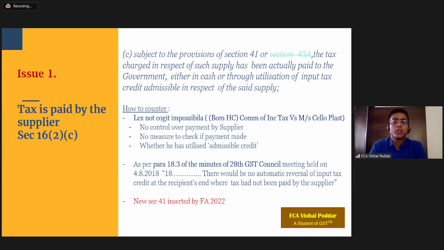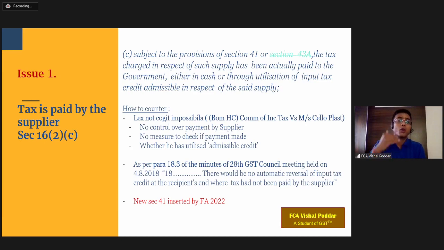However, this particular scenario will change because of the amendment brought in by the current Finance Act, which has also been passed. Let me inform you, as per this new section 41, if the supplier has not paid tax, you will be required to reverse the ITC with interest, and later on, whenever he pays tax, you can avail the ITC. But even though this Finance Act has been passed, the application of this new section 41, or rather all the amendments in GST law, are yet to be notified. So as on date, this new section 41 is not in effect.